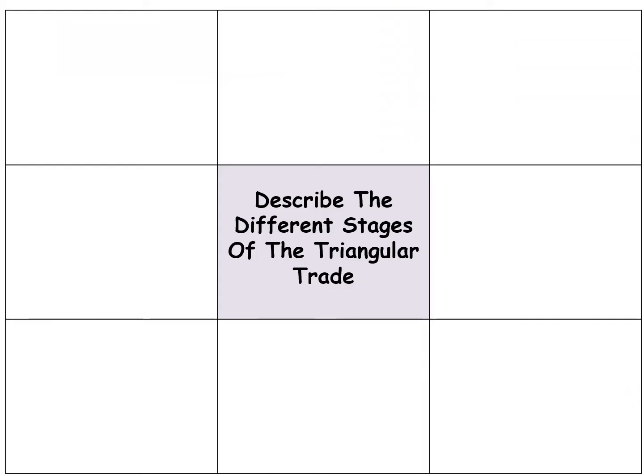Okay, so what you should now do is make a copy of this grid, or if you decide to do it as a mind map, do it as a mind map and make a copy of it. Or if you're opting to do this as just a heading with information, do that, put this as a heading, and we're going to use the next couple of bits of information on the next slide to fill in kind of a summary about the different stages of the triangular trade.